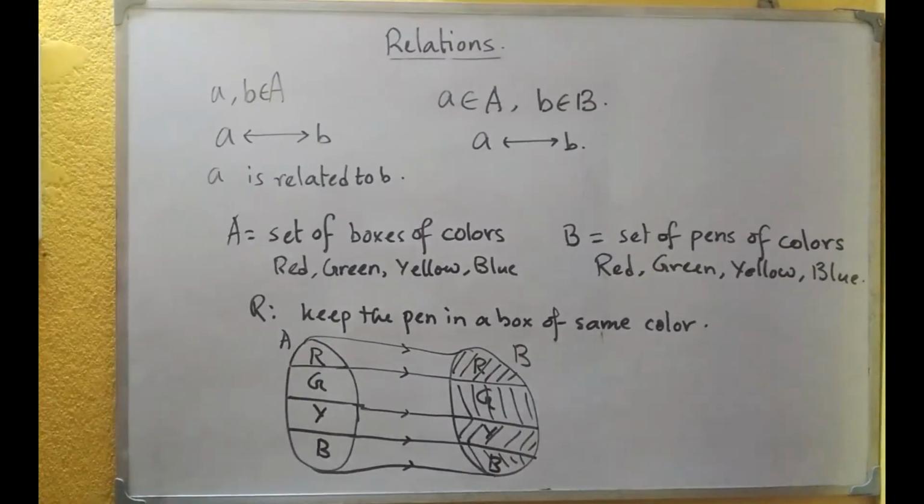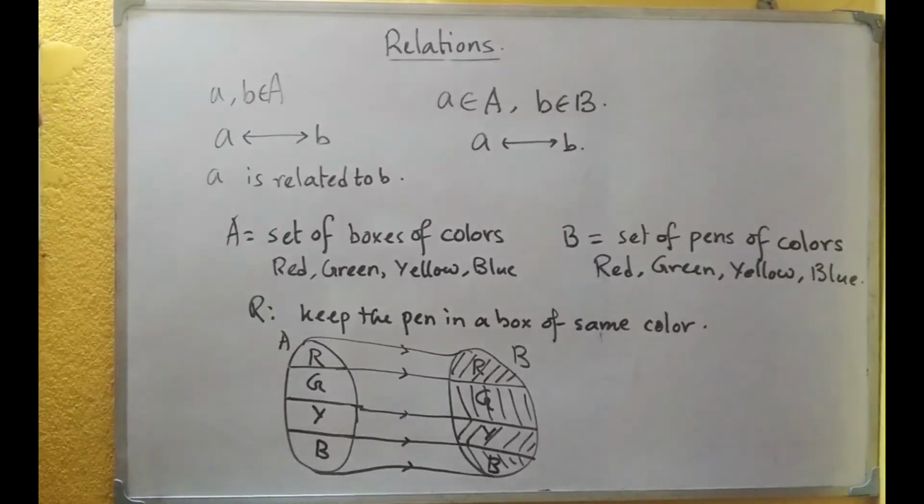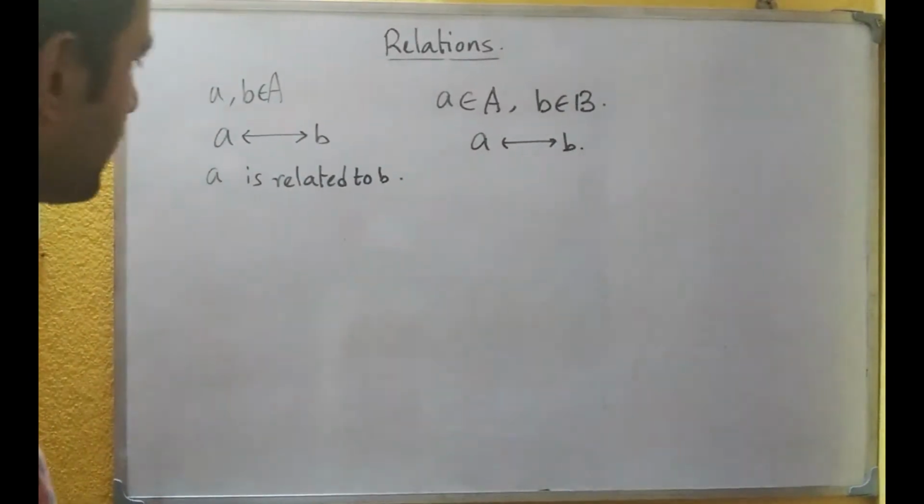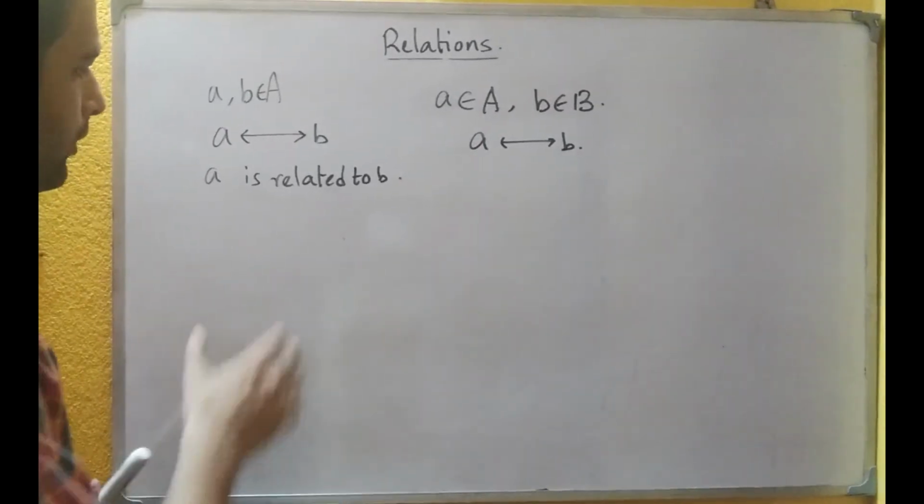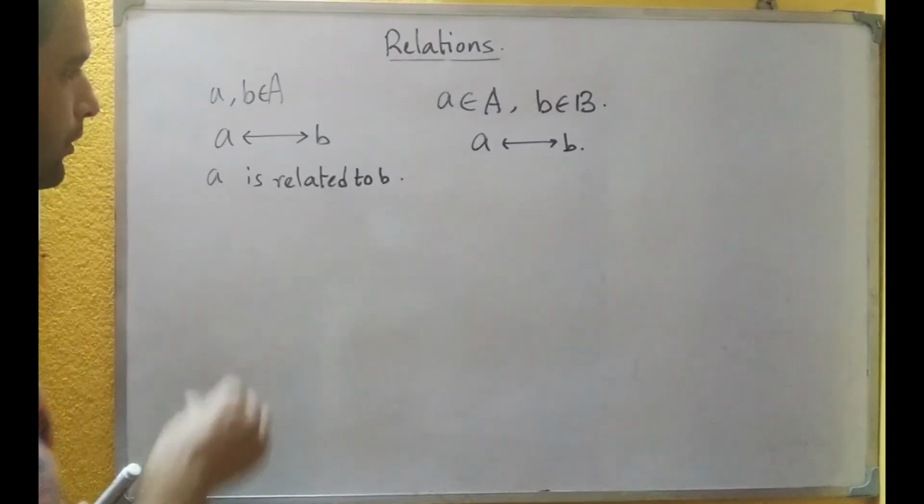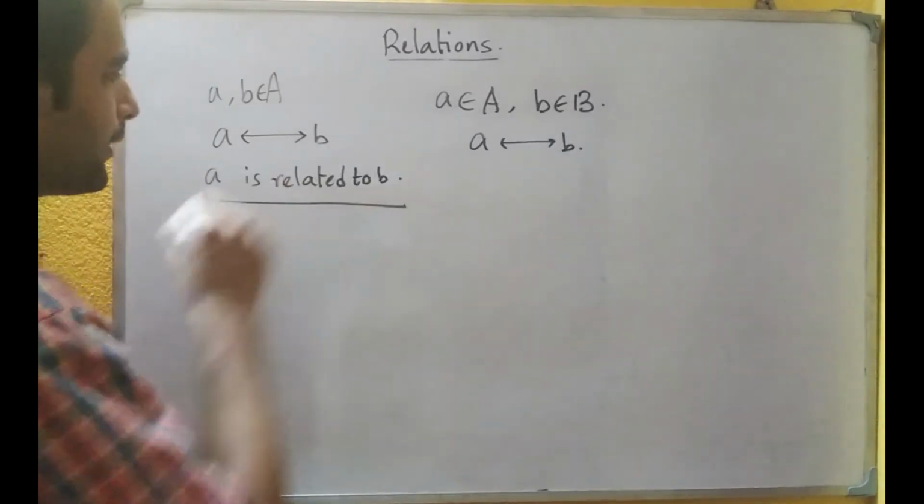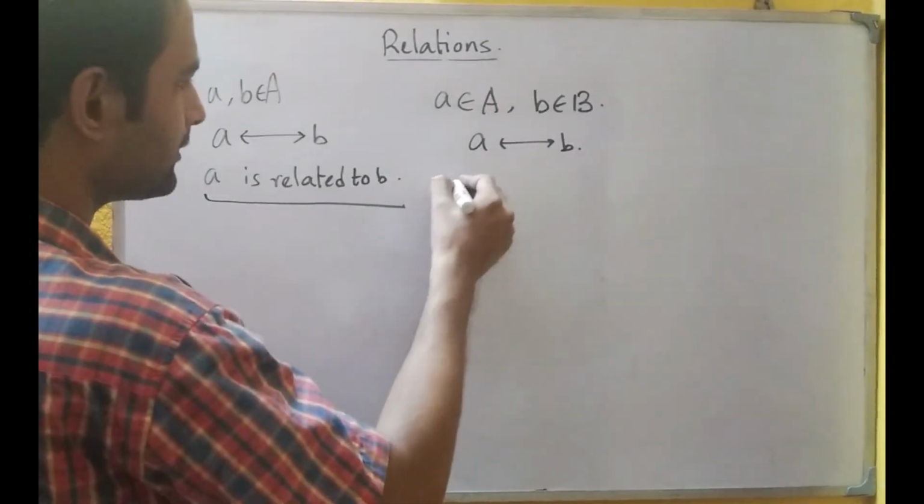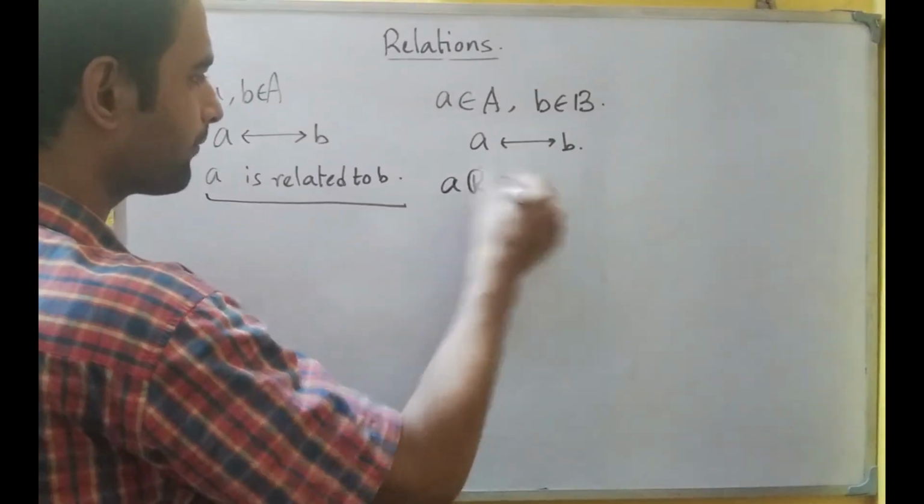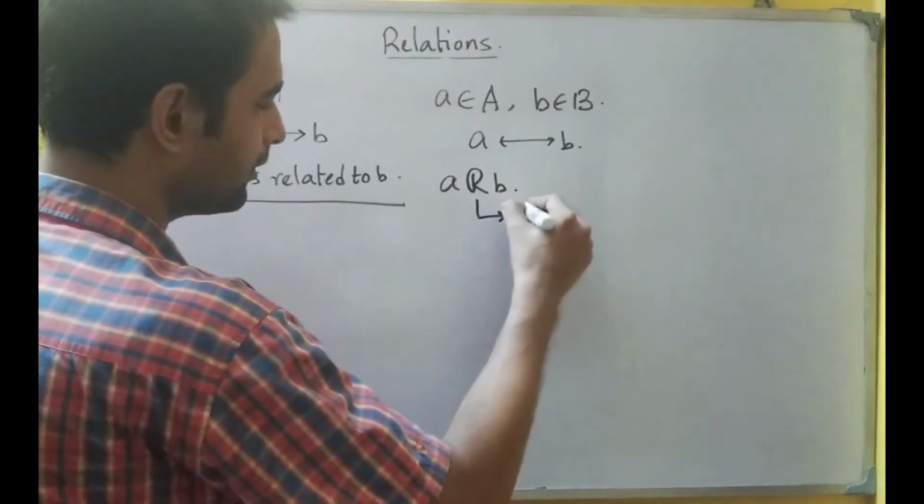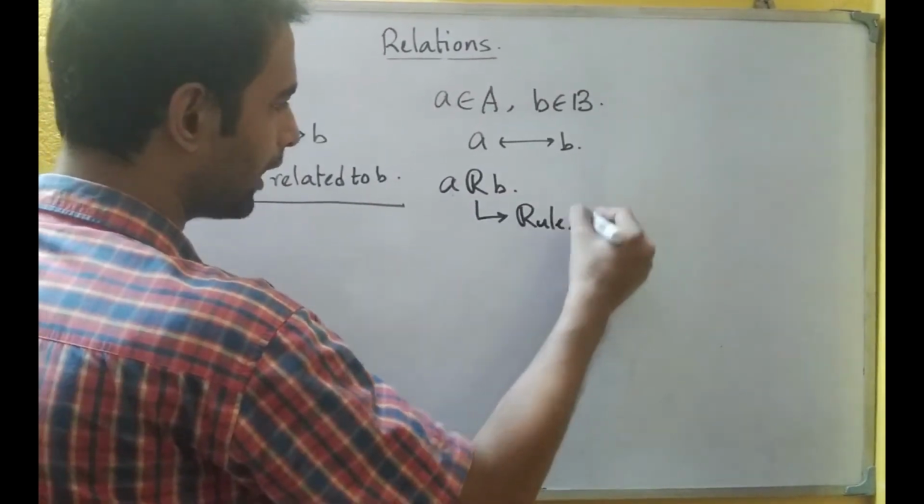So let us come to the mathematical terminology for relations. When we are writing it mathematically, we usually express the term A is related to B using this symbol ARB, where R is the rule or R is the relation.